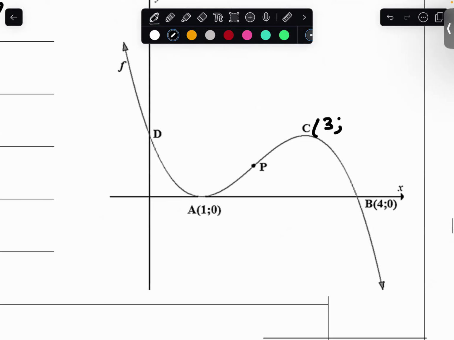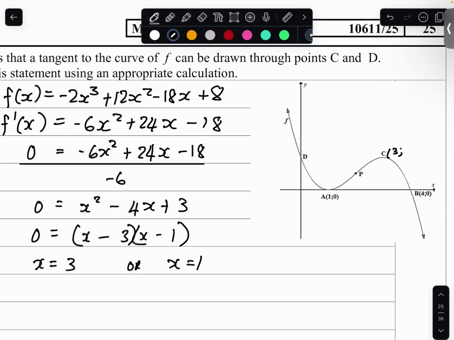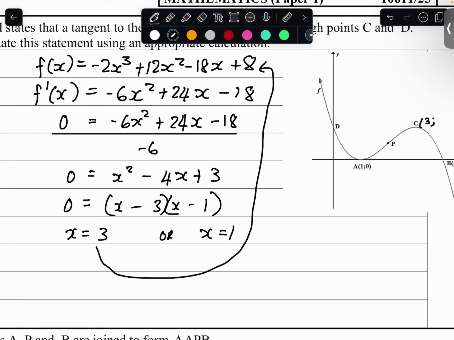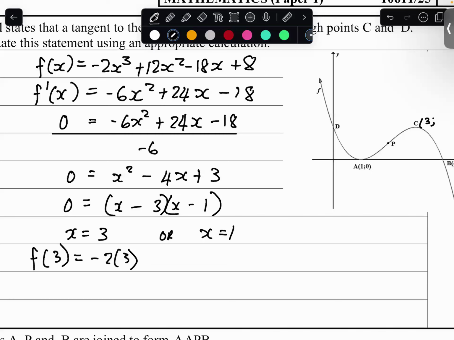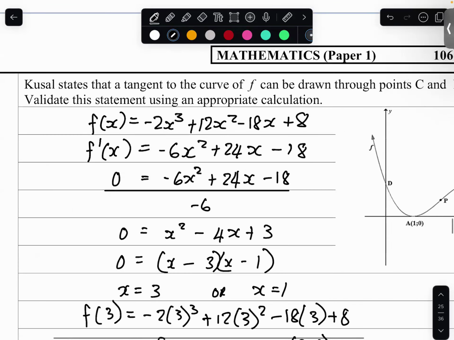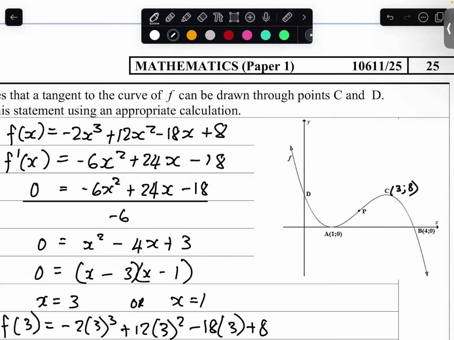I need to figure out what its corresponding y coordinate is. So I'm going to sub it back into the original equation to get the corresponding y value. So if I sub back, it's going to give me f of 3 is equal to minus 2 into 3 all cubed plus 12 into 3 squared minus 18 into 3 plus 8. This answer gives me 8, which means C's coordinates are 3 and 8. Now, a tangent to the curve through point C.